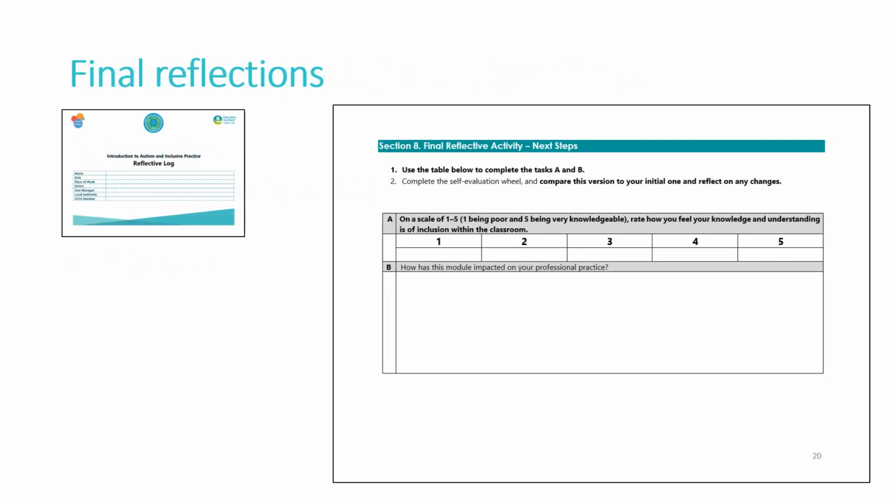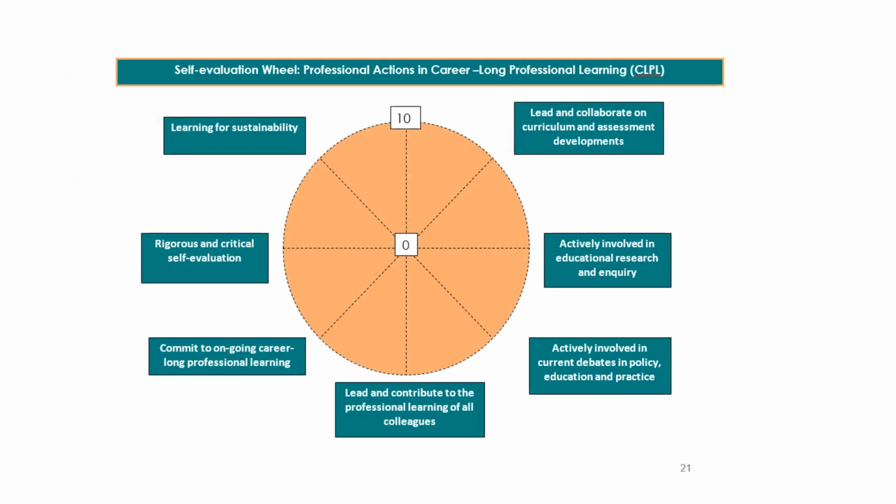Within the reflective log, on pages 20 to 21, there are some final reflective tasks which assess impact on individual professional practice. This task links to the task carried out in session 1 and can be compared to the initial version completed in that session to reflect on any changes. The self-evaluation wheel can also be revisited at this stage, and participants are encouraged to reflect on any changes.